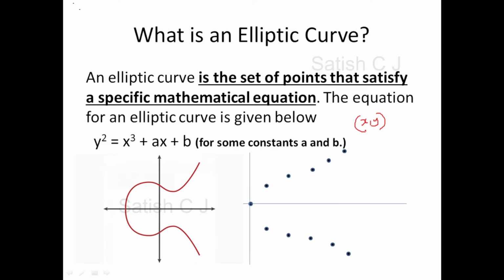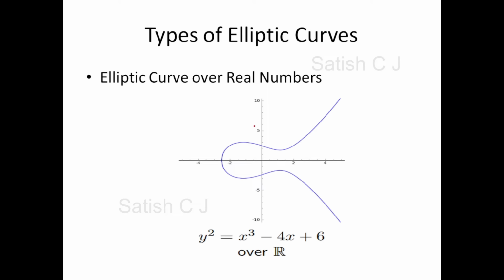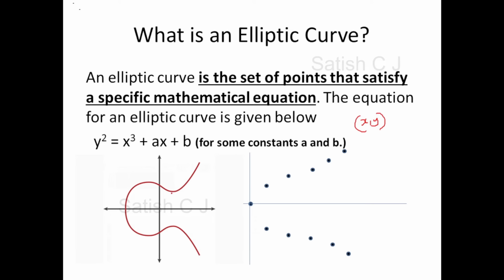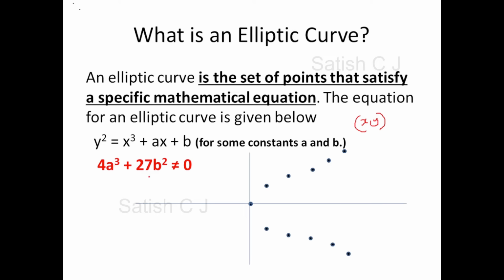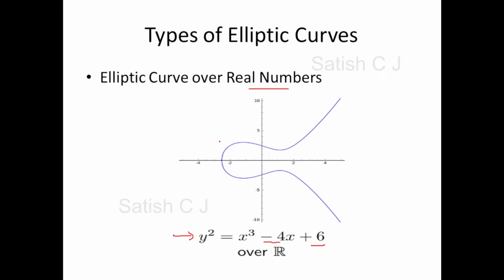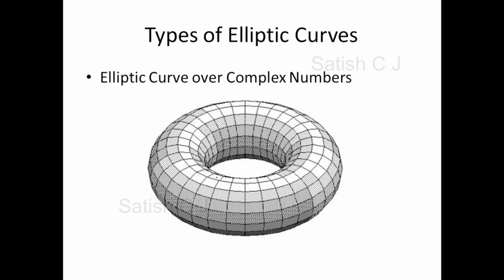First, let us take a look at an elliptic curve constructed over real numbers. The values for x and y are real numbers, and we have taken some constants here, a to be minus 4 and b to be 6. You're going to get an elliptic curve like this, where every point on the curve satisfies this equation and the determinant that we have seen. What is the determinant? That is 4a cube plus 27b square should not be equal to 0. So this is the elliptic curve constructed over real numbers. Like that, when you use the values for x and y to be complex numbers, you're going to get an elliptic curve like this.